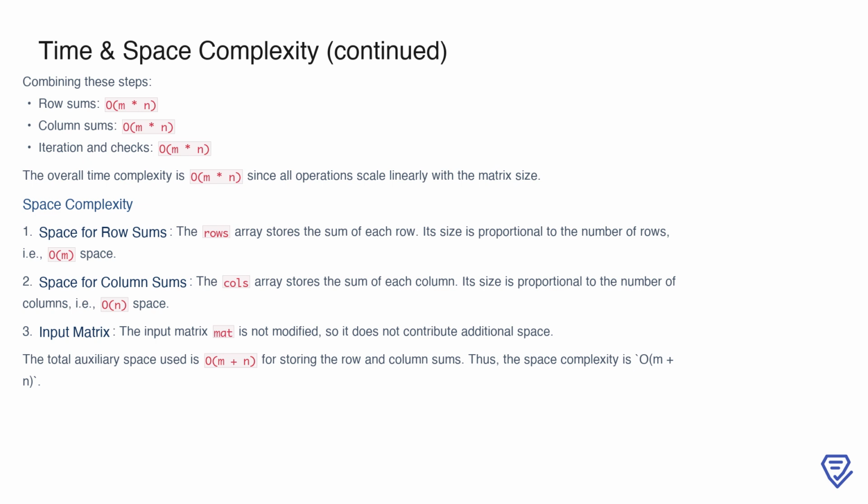Now, let's consider the space complexity. The algorithm uses 2 additional arrays, one for storing the row sums and another for the column sums. The row sums array has a size proportional to the number of rows, which is m. Similarly, the column sums array has a size proportional to the number of columns, which is n. The input matrix itself is not modified during the computation, so it does not contribute to additional space usage. Therefore, the total auxiliary space required by the algorithm is m+n, making the space complexity m+n.